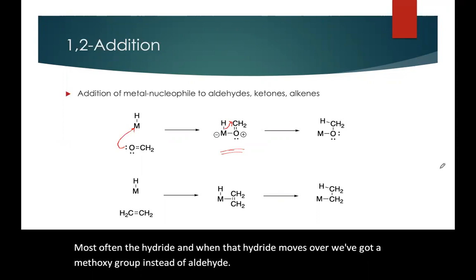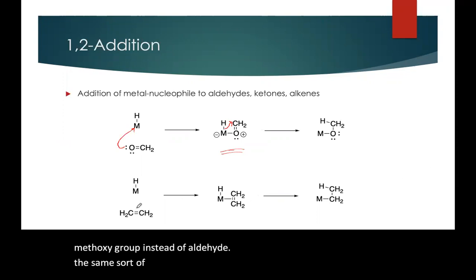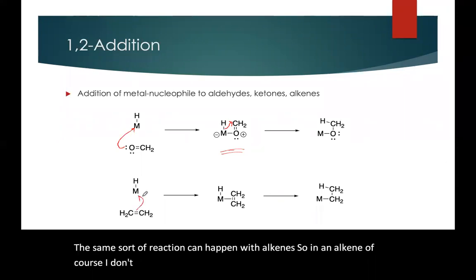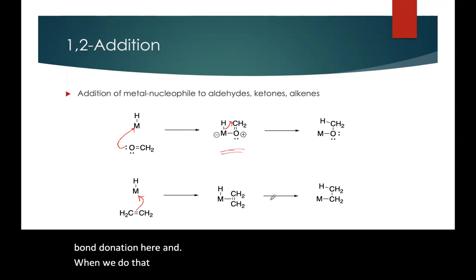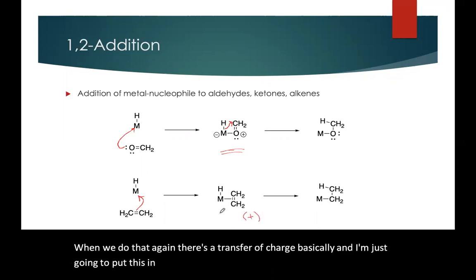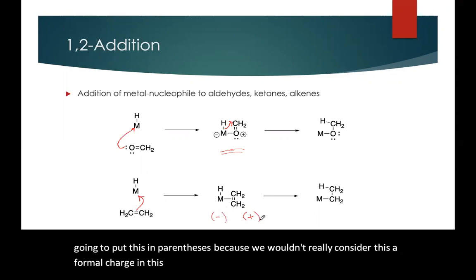The same sort of reaction can happen with alkenes. So in an alkene, of course, I don't have lone pair donation, I have pi bond donation. So I've got pi bond donation here. And when we do that, again, there's a transfer of charge, basically. And I'm just going to put this in parentheses because we wouldn't really consider this a formal charge in this case. But we're transferring some charge from the alkene onto the metal.